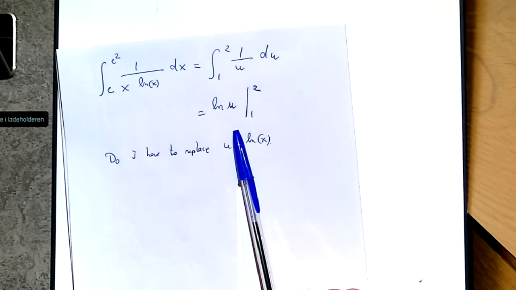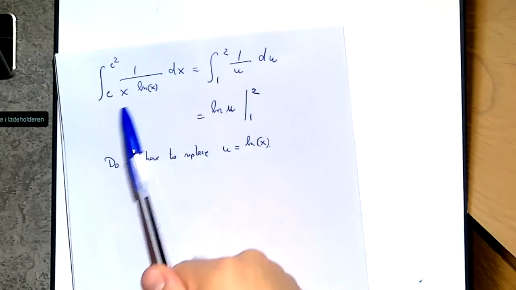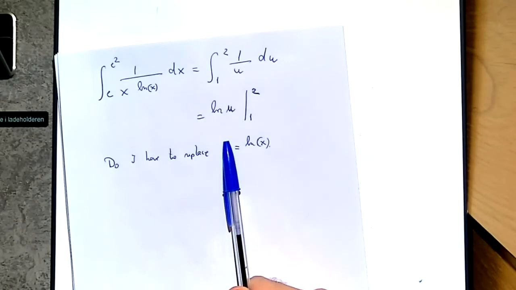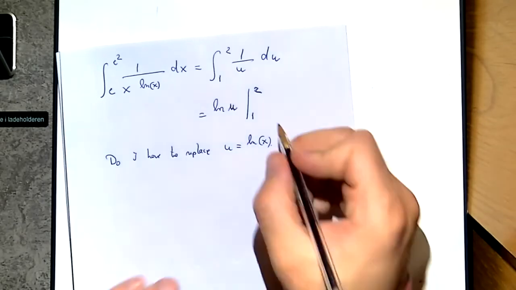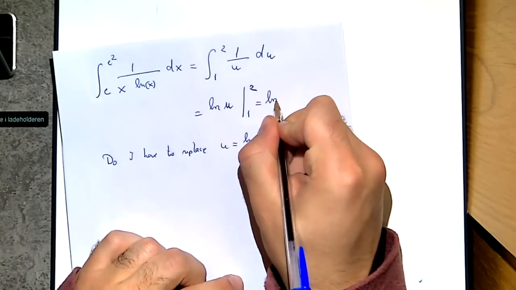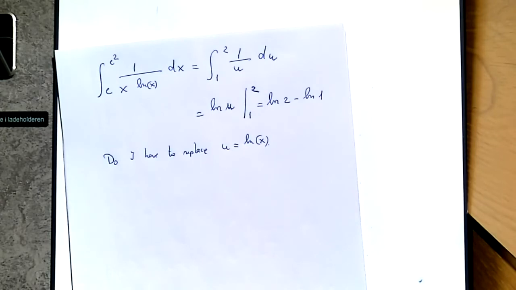Remember, previously in the indefinite, you had apples and oranges, you had x and u. In this case, I have just numbers, okay? This log of u gives me a number. If I compute this, plugging in, I get log of 2 minus log of 1. So there's technically nothing to replace, okay? This is a number.